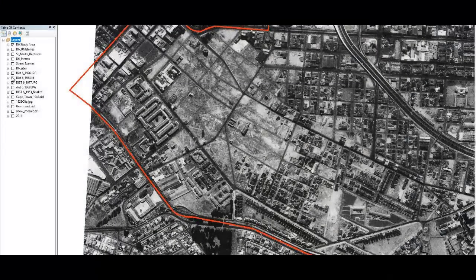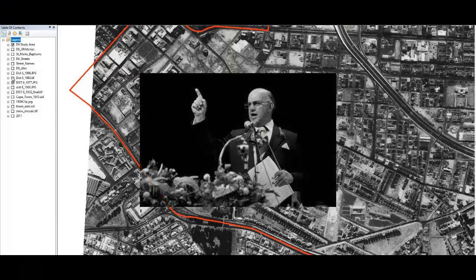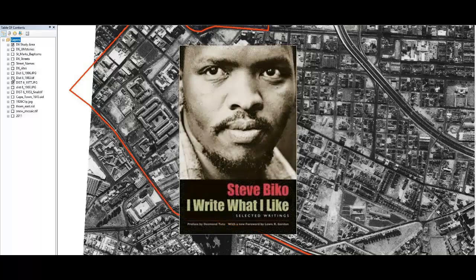In 1978, P.W. Botha replaces John Vorster as Prime Minister. 1978 was International Anti-Apartheid Year. A year before, Steve Biko was murdered in police detention.